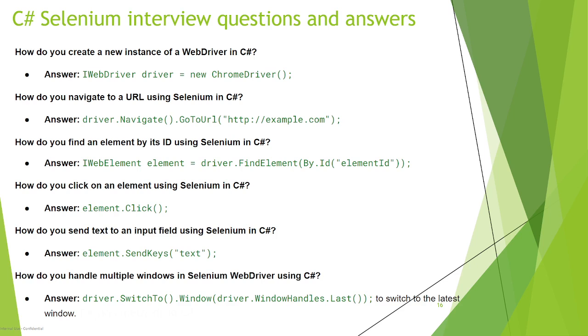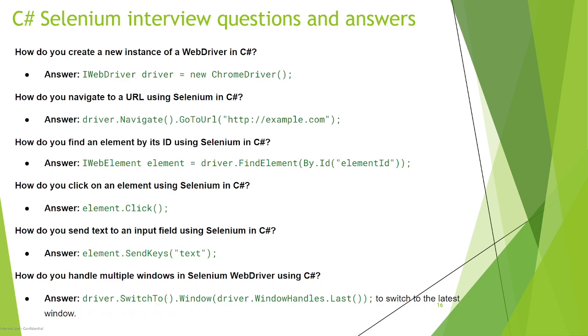First question is how to create a new instance for a WebDriver in C Sharp. The syntax is very much similar to Java. You just put I in front of WebDriver. It should be IWebDriver driver = new ChromeDriver. That's the way you instantiate ChromeDriver in the case of C Sharp Selenium.